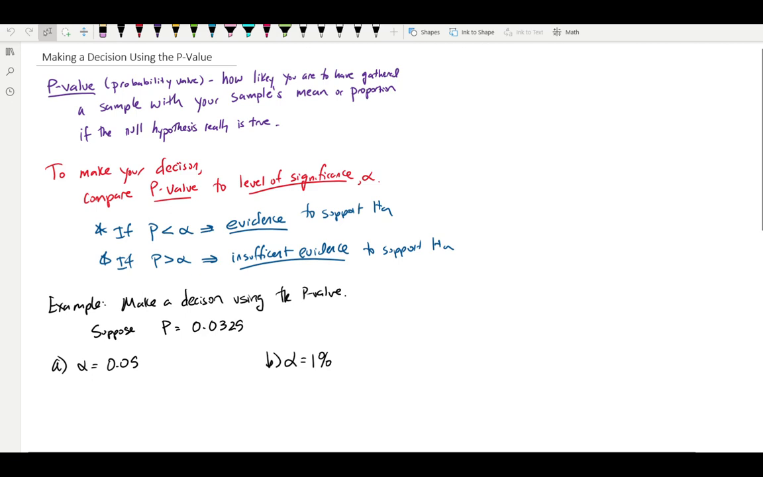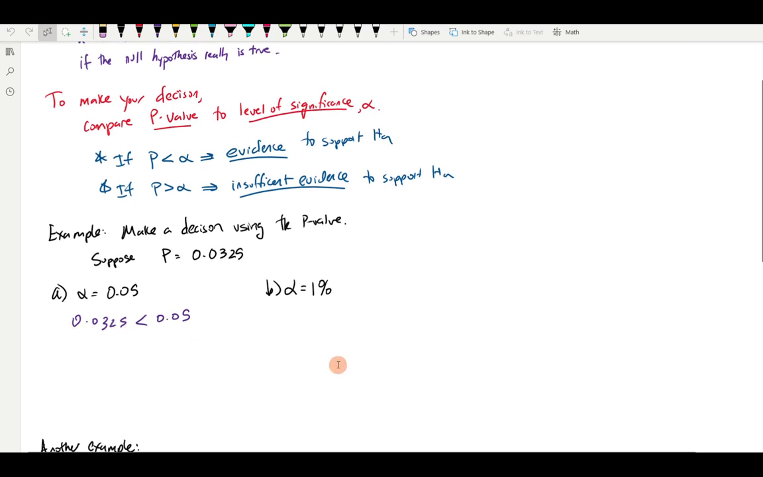So what we want to do is just compare the p-value to the level of significance. In this case, I'm going to compare the p-value 0.0325, and I'm comparing it to the level of significance. In particular, we can see that 0.0325 is less than 0.05. Quick tip, in order to compare fractions like this or decimals like this, sometimes it can be a little annoying or a little tricky.